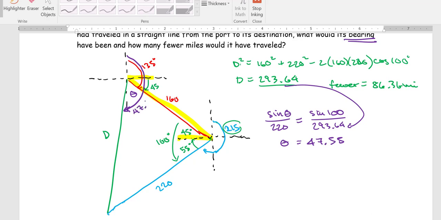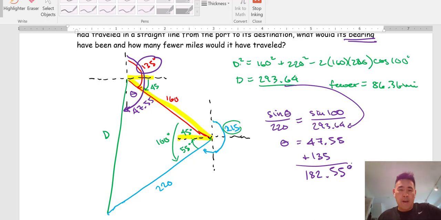That is not the course bearing. Keep in mind that the course bearing is from the north, and I need to add this piece, this 135, the red piece, to it. So it's going to be plus 135 degrees, and the final answer will be 182.55 degrees. That would be the course bearing. Okay, I hope that makes some sense. I'm going to let you try the problems that I'm going to assign. I think there's 2 on the back that are pretty good problems to try, so good luck with those.